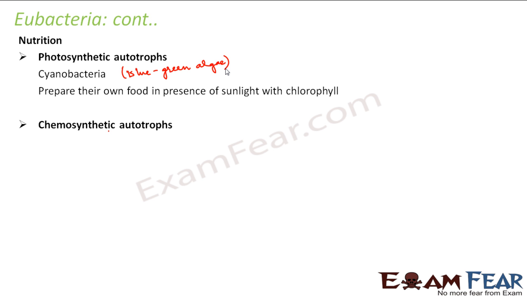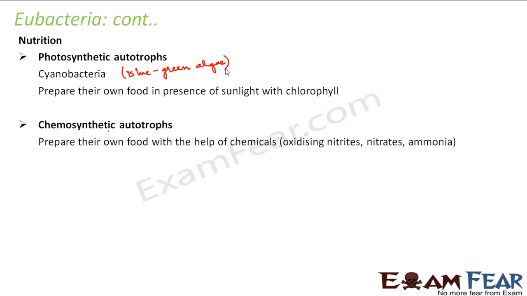When I say chemosynthetic autotrophs, they prepare their own food with the help of chemicals. What are these chemicals? Nothing but the inorganic substances. As I said, they will utilize things like sulfur and nitrogen from the nitrites, nitrates and ammonia. So they will utilize that energy and prepare their own food.